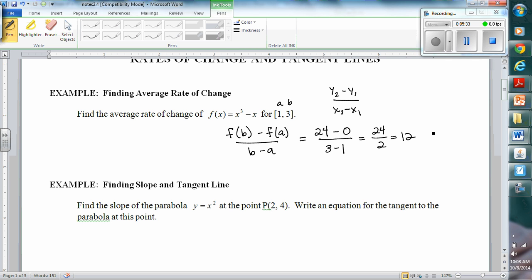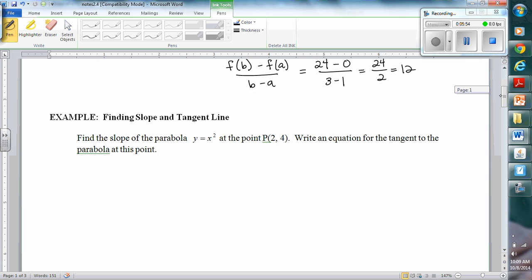If we had a label, if we knew it was miles per hour or inches per second, whatever we were using that for, we could label that. It's just going to be some type of rise over run type of label though. Pretty easy. We actually did that first section, so that's not even new.